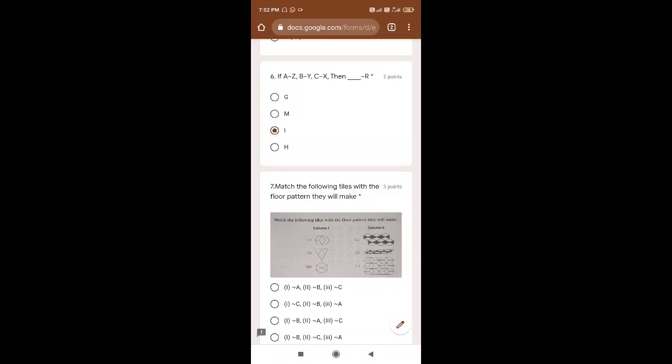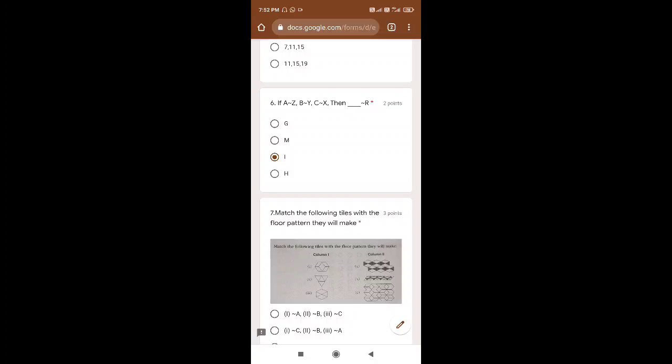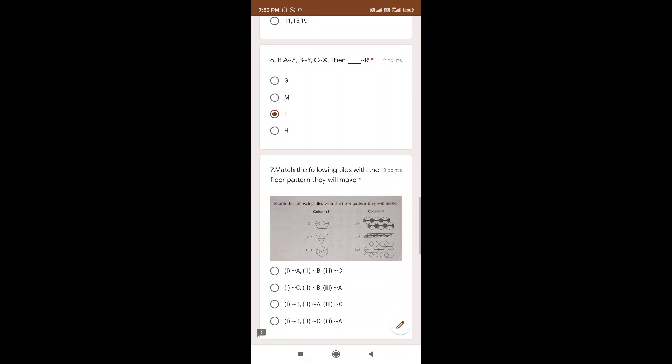You have to just reverse the alphabet, that is A is the beginning letter, Z is the end letter, then B is the second letter and Y is the second last letter, then C is the third letter, X is the third last letter. So like that I will be equivalent to R.